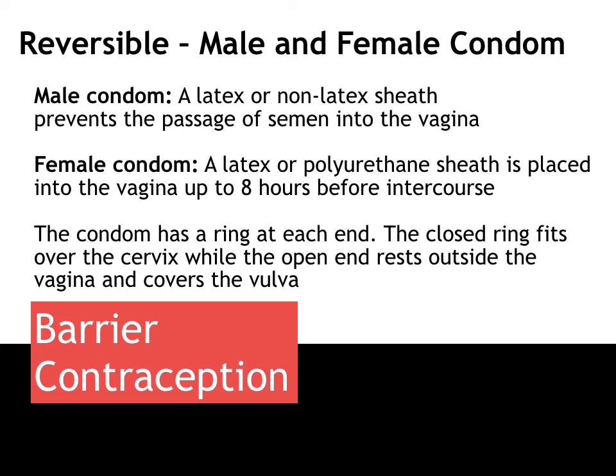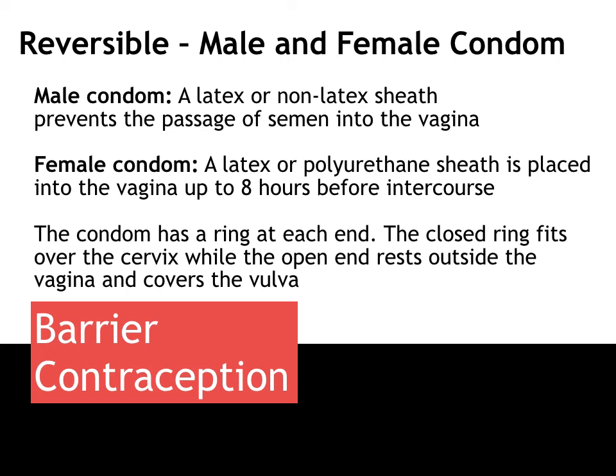And now discussing reversible forms of barrier contraception. So male condom, latex or non-latex sheath, which prevents the passage of semen into the vagina. This is a very common form of birth control that a lot of people do use. There's also a female condom, which is not as commonly used.